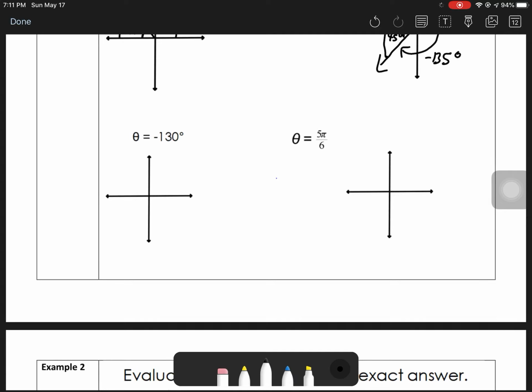Theta equals negative 130. So for negative 130, we would have to go about right here, because it's greater than 90, so we know it would go past this point here. Now you need to think, how am I going to get to negative 180? How much more do I need to go? That would be 50 degrees more. 50 plus 130 is 180, but it's still a positive answer because reference angles are always positive.